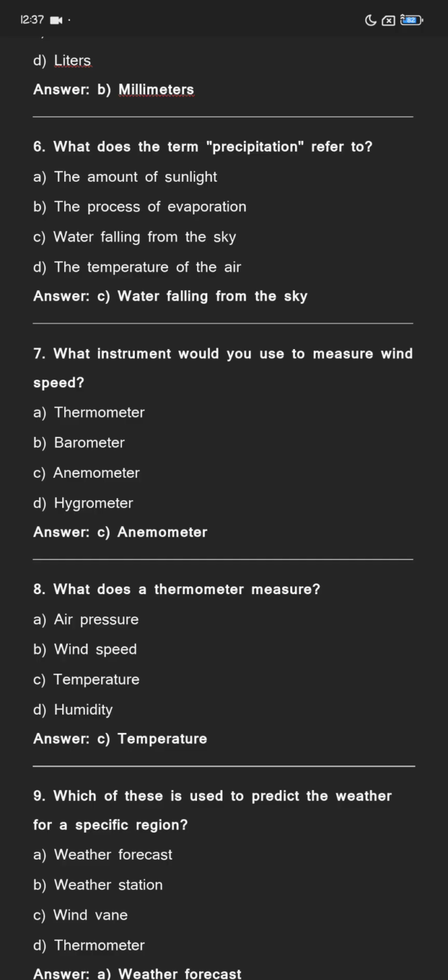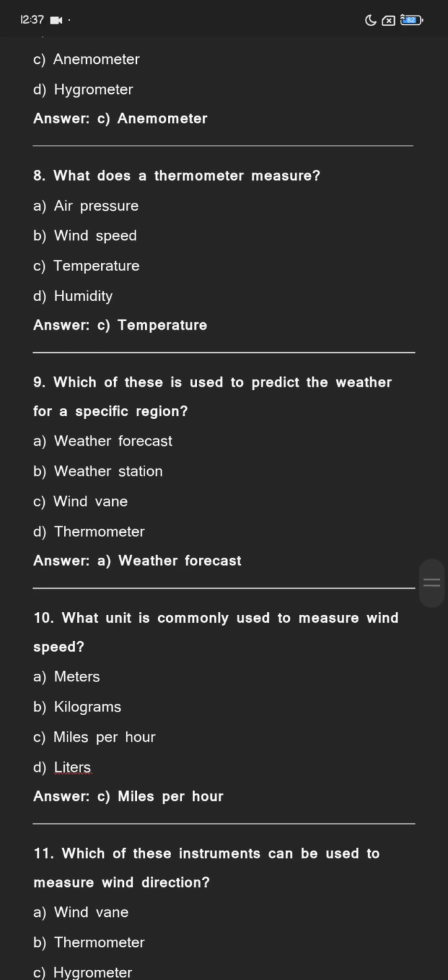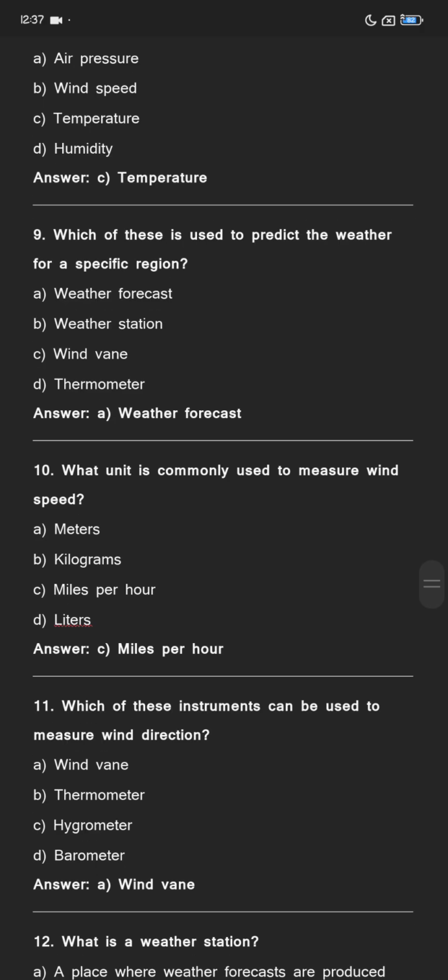What does a thermometer measure? Air pressure, wind speed, temperature, humidity. Answer is temperature. Which of these is used to predict the weather for a specific region? Weather forecast, weather station, wind vane, thermometer. The answer is weather forecast.